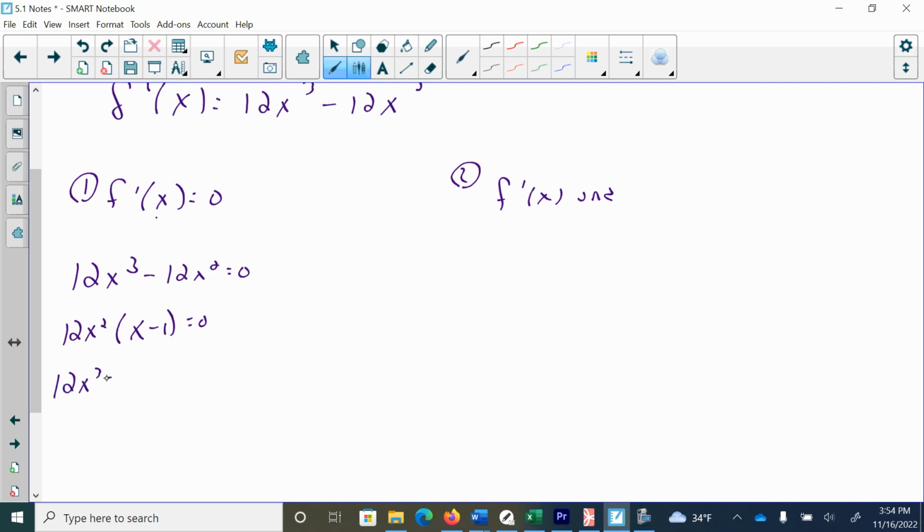So 12x squared is equal to 0. Divide by 12. That's squared, not to the third. I'm going to get x squared is equal to 0. Take the square root. x is equal to plus or minus 0. That doesn't make sense, so I'm just going to say 0.